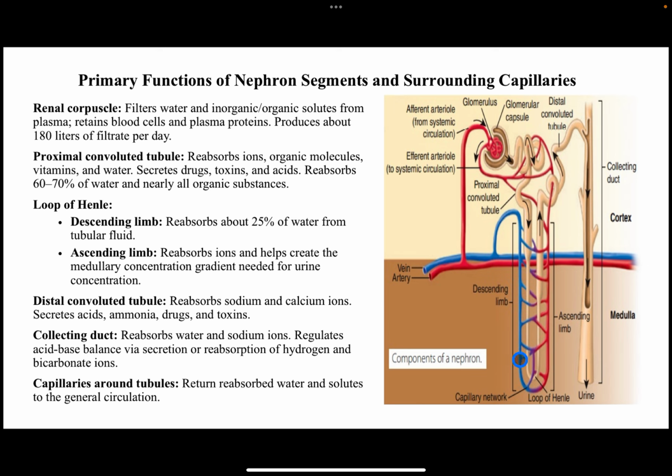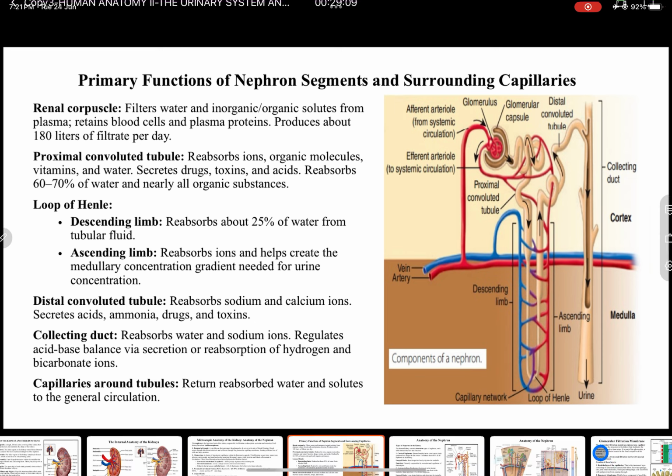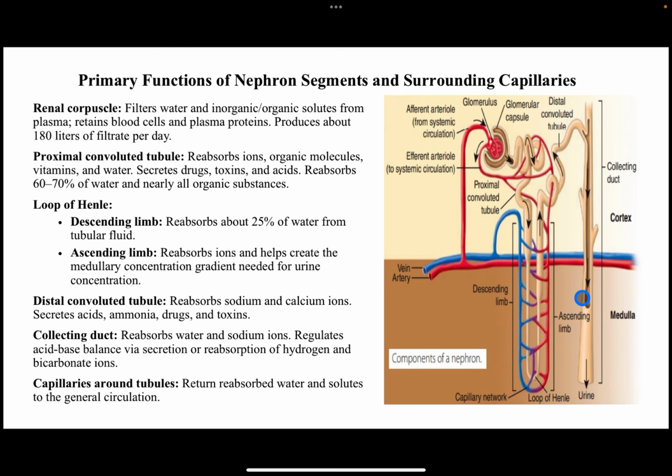So we have the descending limb of the loop of Henle, and then we have the ascending limb of the loop of Henle. Then from the ascending limb of the loop of Henle, we have the distal convoluted tubule. From the distal convoluted tubule, we have the collecting duct.